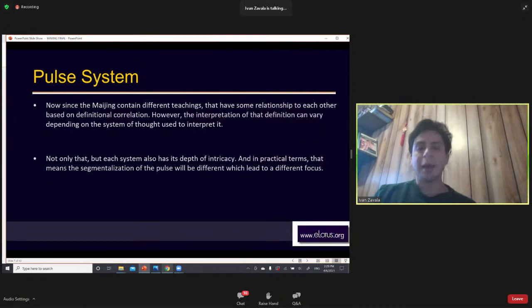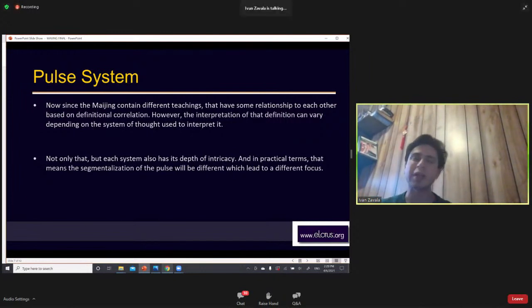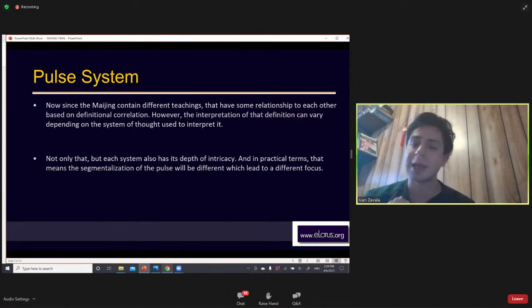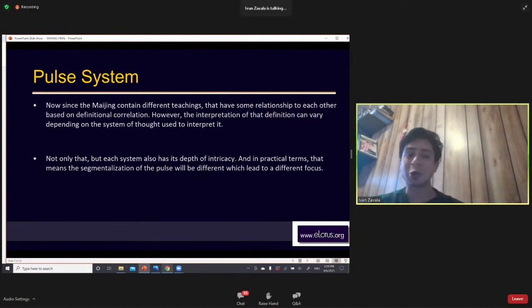Not only that, each system also has its own depth of intricacy. Every system has its own methodologies, right? In practical terms, that means the way you segmentalize, what I mean is break the pose into different departments, compartments, will be different, which will lead to a different focus. We all know that the pose can be broken into so many different ways. And part of this class is I'm going to try to show you how to look at it from the different ways.